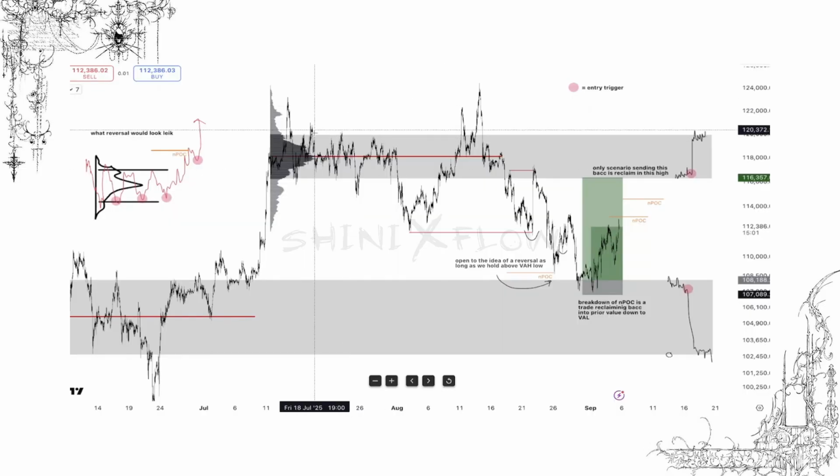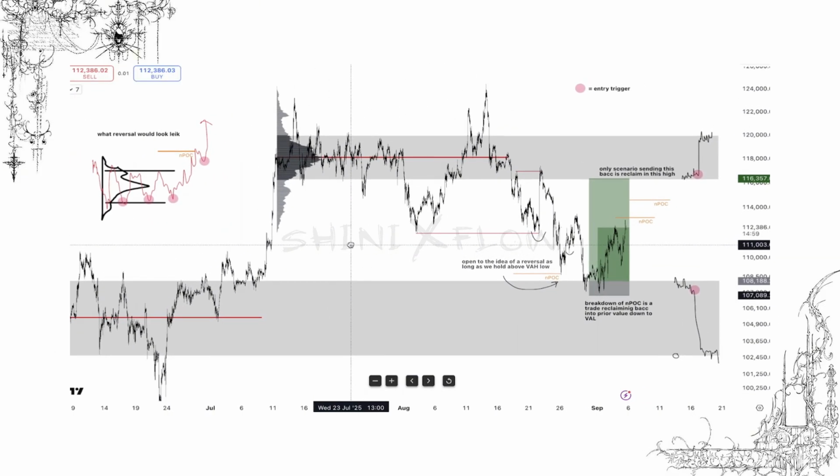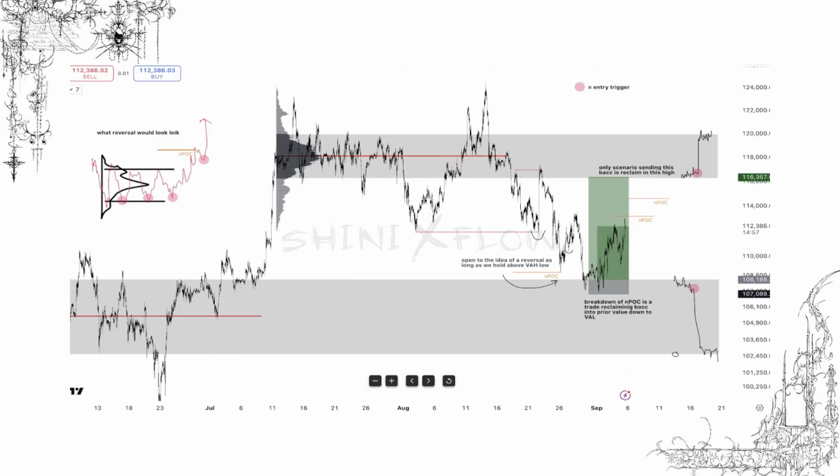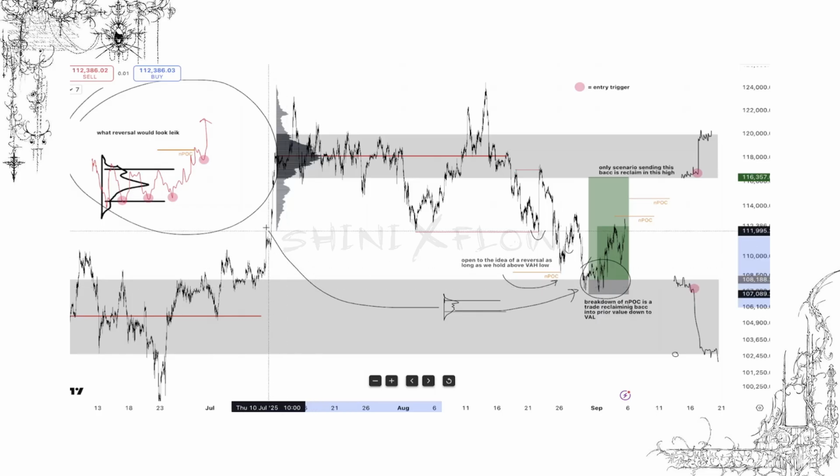Going over the higher time frame chart, I've shared this chart so many times on my Twitter, and we have pretty much formed this sort of reversal on the chart right around here. If you plot a volume profile on the lower time frame, which is right here, you're going to see that this has essentially formed what I had shared.